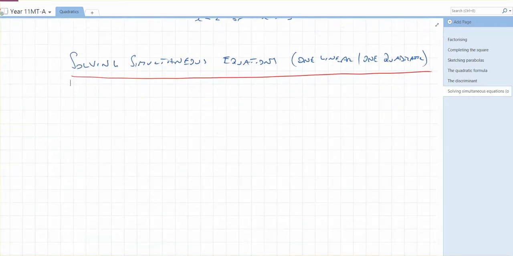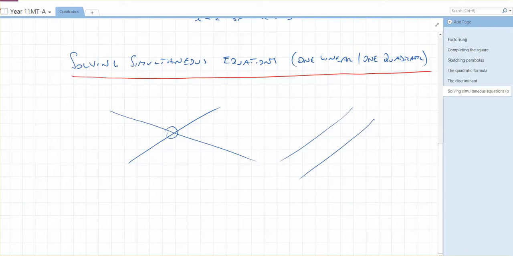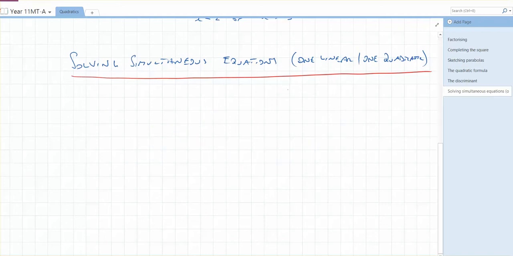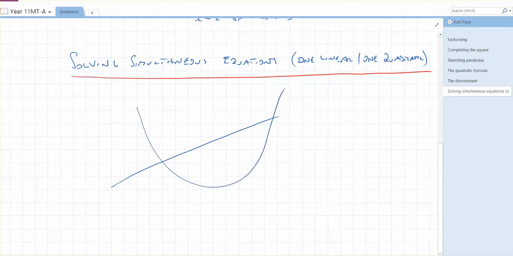So remember when we did linear equations, we are finding the point of intersection when we solve two linear equations, and unless they're parallel, there's going to be some solutions. So that's fine for when they're linear. What happens when one is linear and one is quadratic? Well, we could have two solutions when we solve.